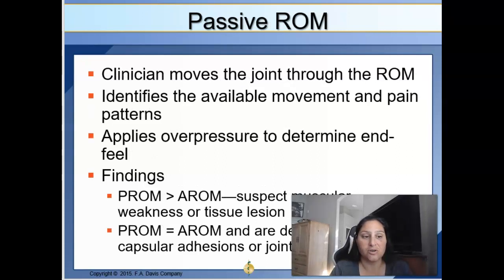Passive range of motion, we as the clinicians are doing it. We try not to put overpressure to figure out what the end feel is. And if passive range of motion is better than active range of motion, we're thinking that there's some type of tissue lesion or muscular weakness. Whereas if they are equal, then we think that there's some type of joint tightness or a capsular adhesion.